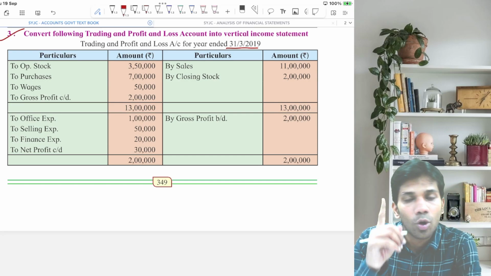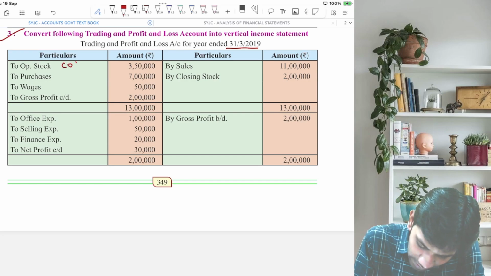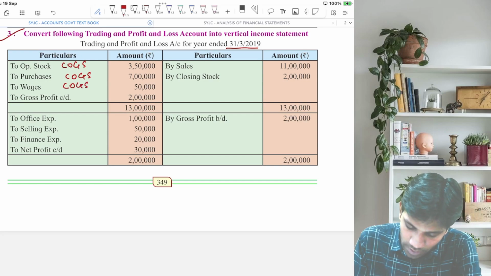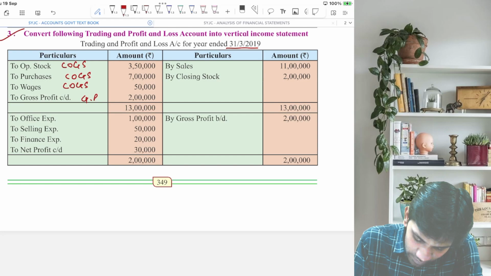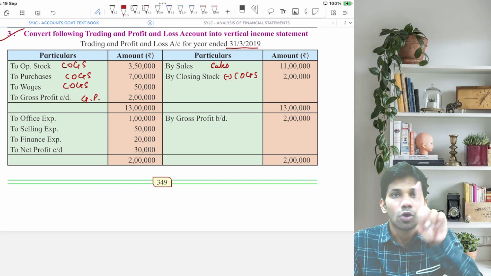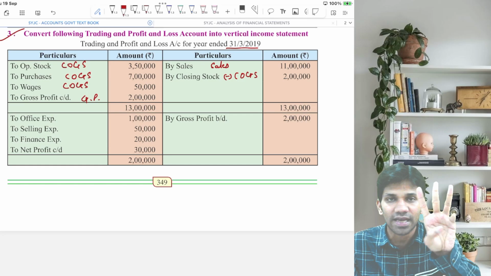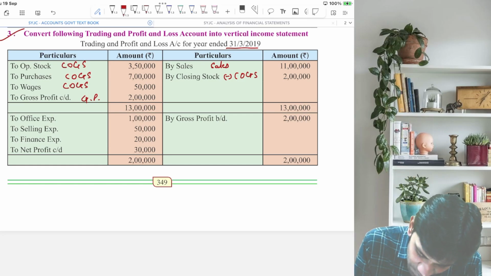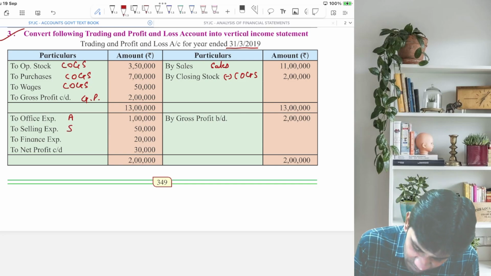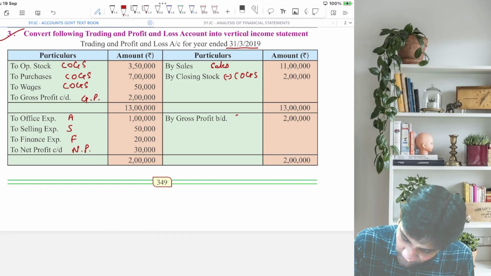Let's classify. Where will the opening stock go? COGS. Purchases, COGS. Wages, COGS. Gross profit is gross profit. Sales. Closing stock, less COGS. Guys, remember what COGS is: opening stock, add purchases, add direct expenses, less closing stock. Office expense means administrative expense. Selling expense means selling expense. Finance expense means finance expense. This is net profit. Gross profit.